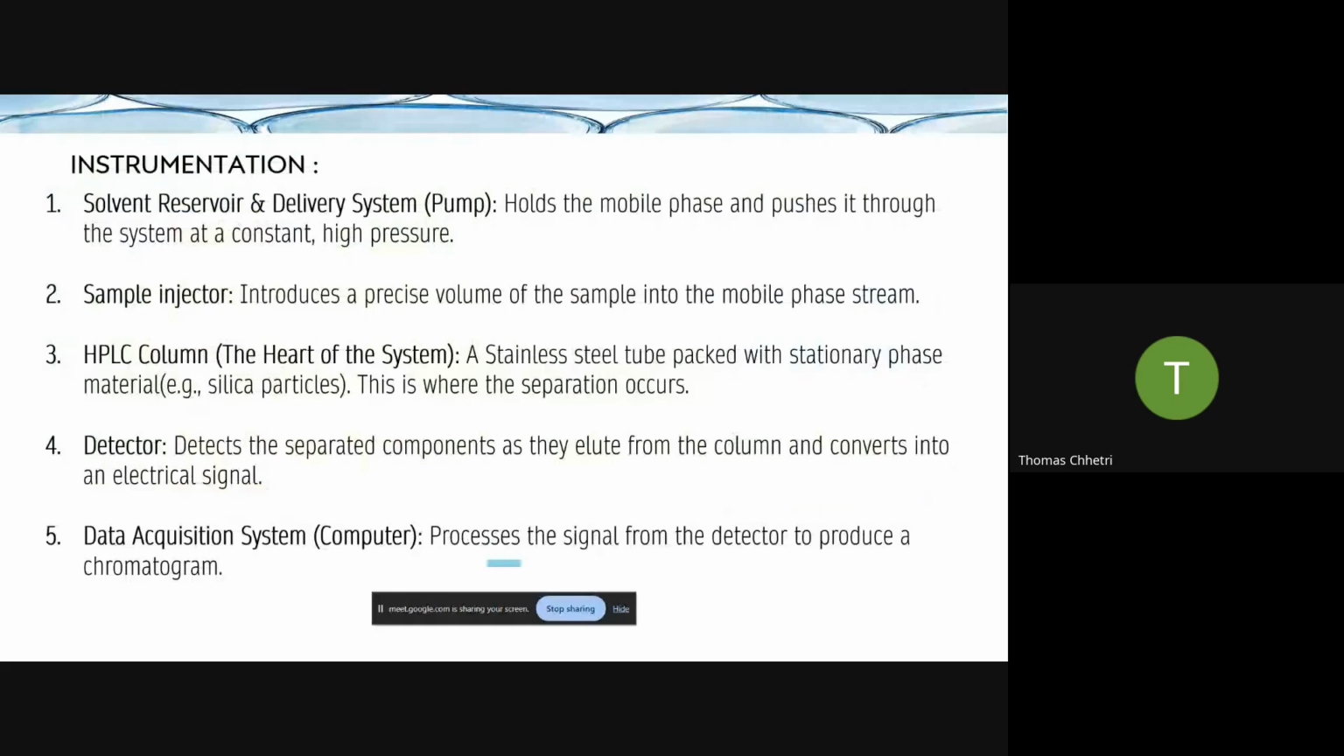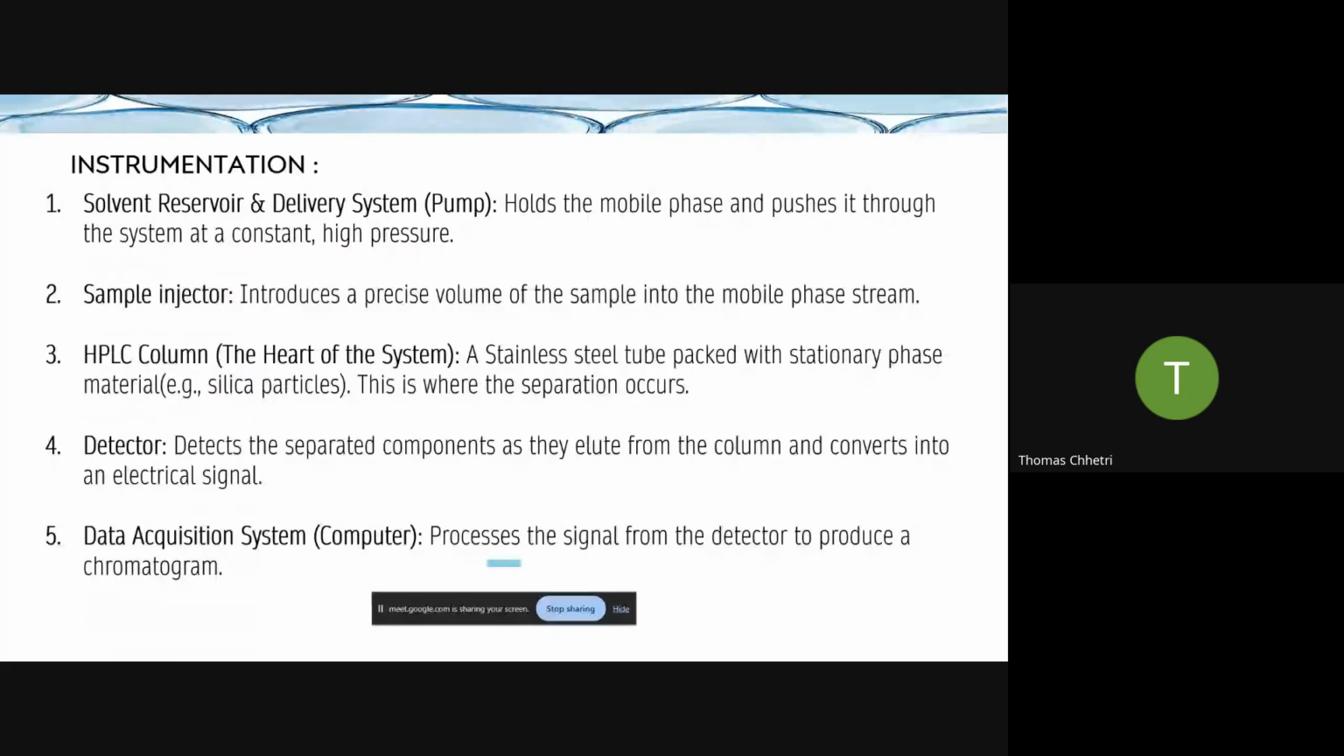So the instrumentation goes like: solvent reservoir and delivery system pump. The solvent reservoir usually holds the mobile phase, and the pump pushes it through the system at a constant high pressure. The sample injector part is used to inject the sample into the mobile phase. The HPLC column is the heart of the system.